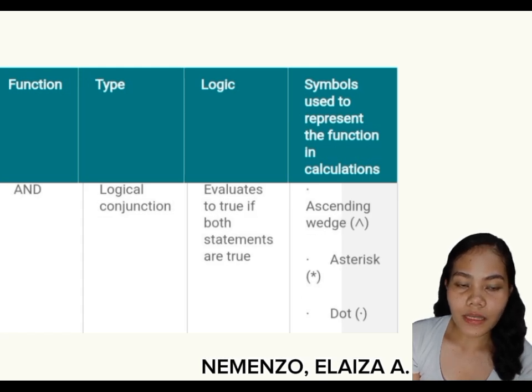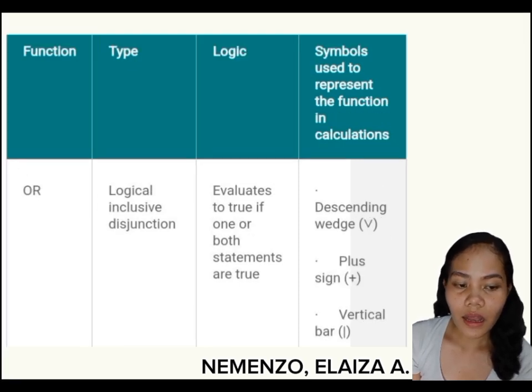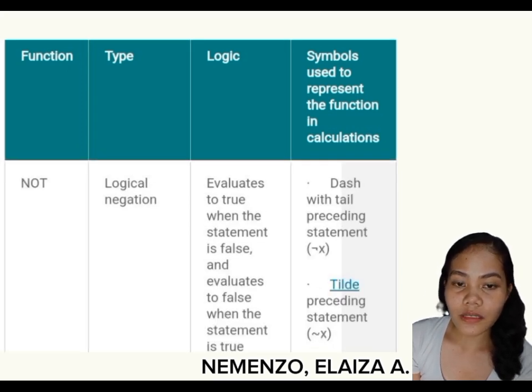Symbols used to represent the functions and calculations: ascending wedge, asterisk, and dot; descending wedge, plus sign, and vertical bar; dash with tail preceding statement, tilde preceding statement.